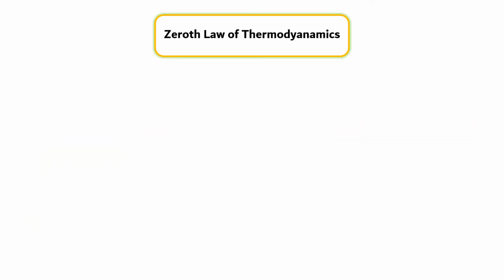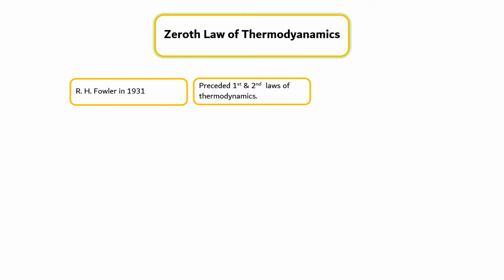Zeroth Law of Thermodynamics. The Zeroth Law was first formulated and labeled by R. H. Fowler in 1931. It is a fundamental physical principle that was recognized more than half a century after the formulation of the first and the second law of thermodynamics. It was named the Zeroth Law since it should have preceded the first and the second laws of thermodynamics.